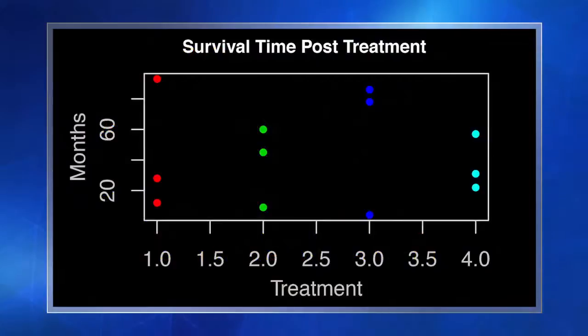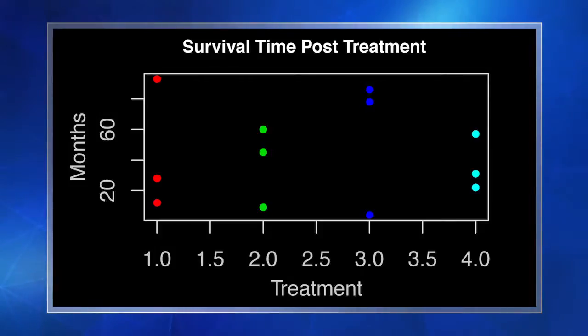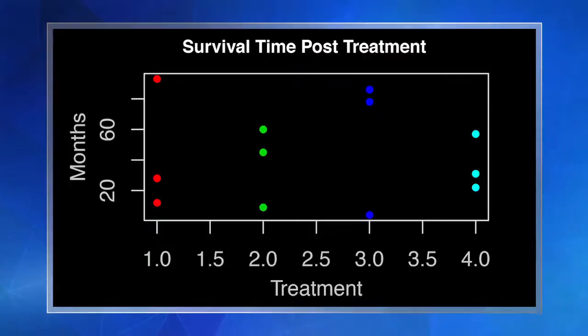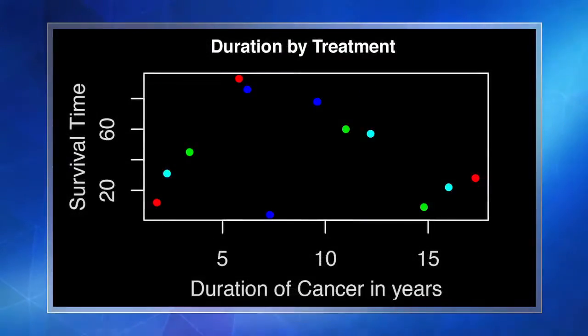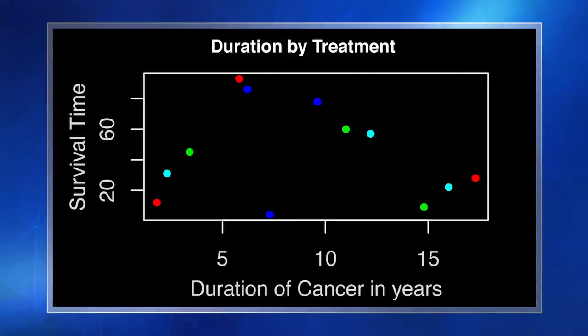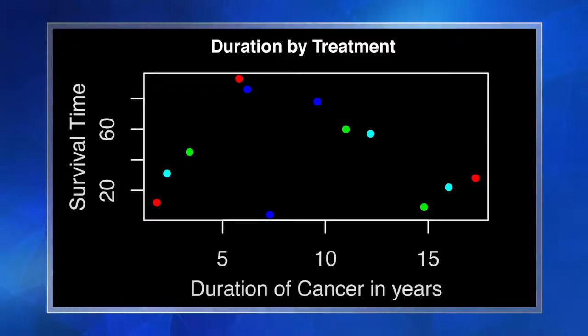Now notice here, once we randomize by stage, we have much more spread in the survival time post-treatment. There's not a clear treatment that outperforms all of the others. And notice here, each of our groups has a mix of patients in various stages of esophageal cancer. So by randomizing, we can eliminate the effect of cancer stage on treatment.